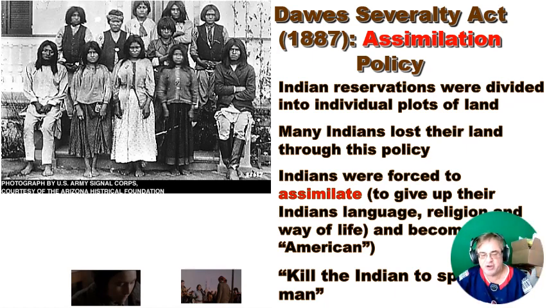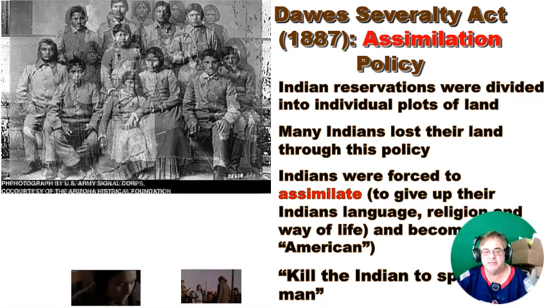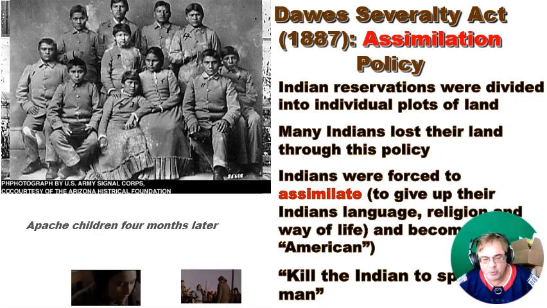Now here's a picture of the same group of Indians after they were sent off to the boarding school, and this is four months later. Notice the change of attire, notice the hair, notice just their disposition, right? How they're looking. This is the Dawes Act. This is assimilation at work. So please make sure you are aware of that. After you see a picture like this, you could talk about it in an essay if it comes up. You could reference this, and a good AP reader would know exactly what you're going to talk about.